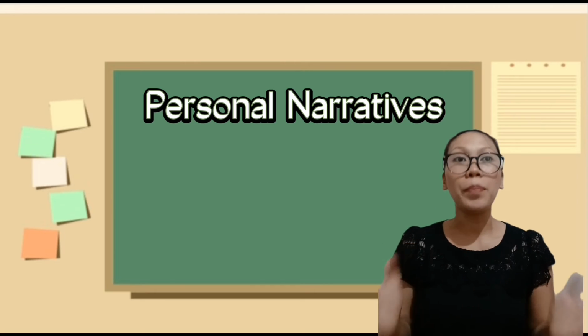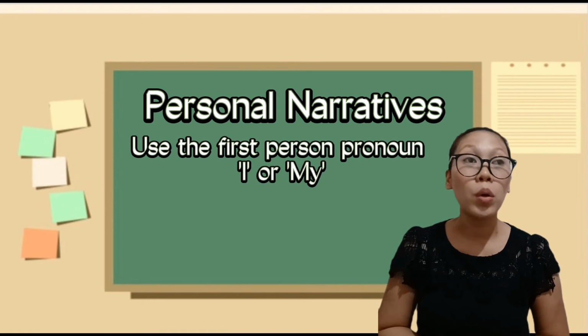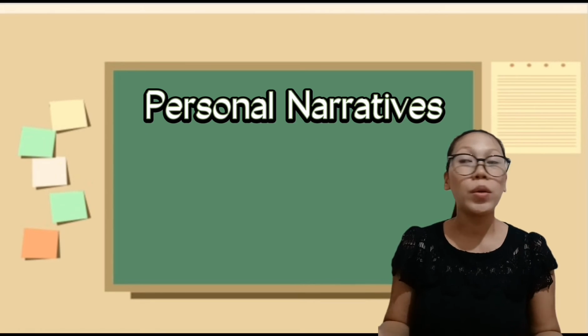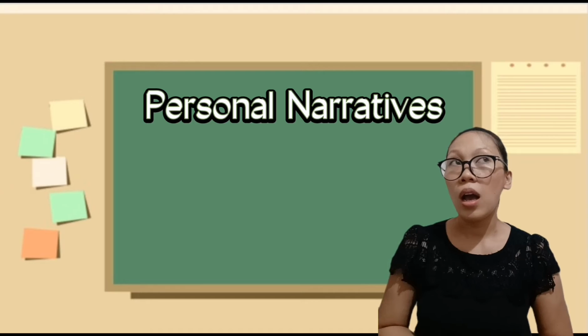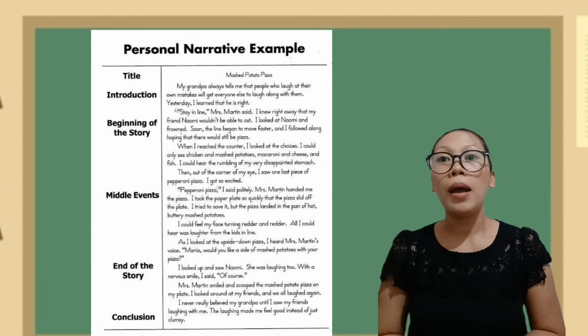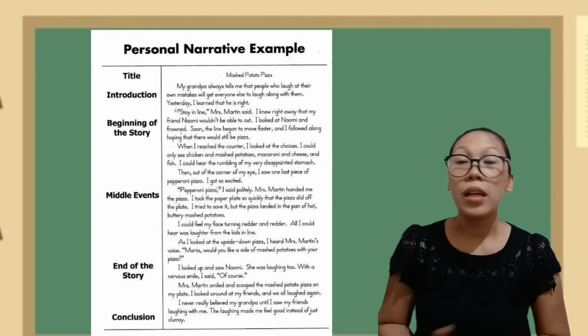So, in writing a personal narrative essay, you should write in the first person pronoun, the I or my. So, when we're going to write a personal narrative essay, it has a title, right? And also an introduction, beginning of the story, the middle events, end of the story, and the conclusion.